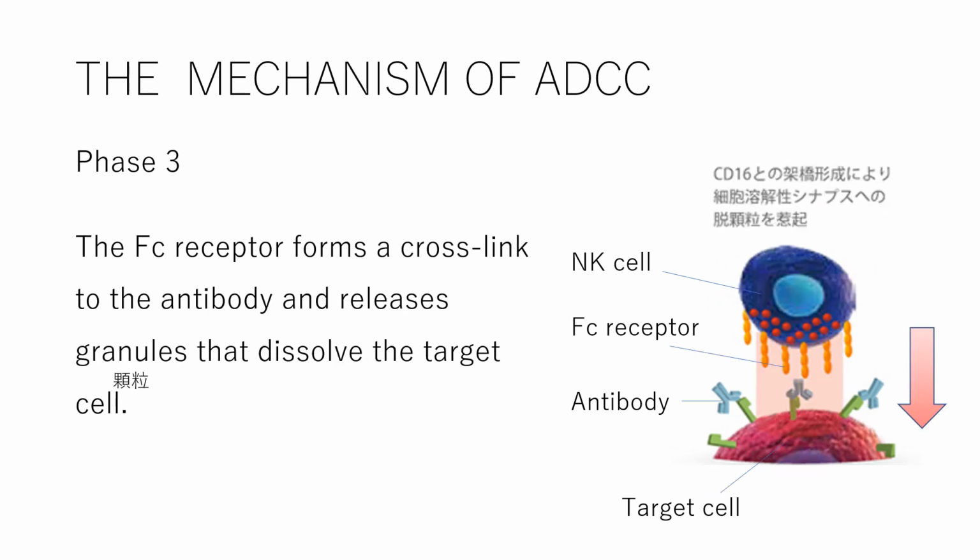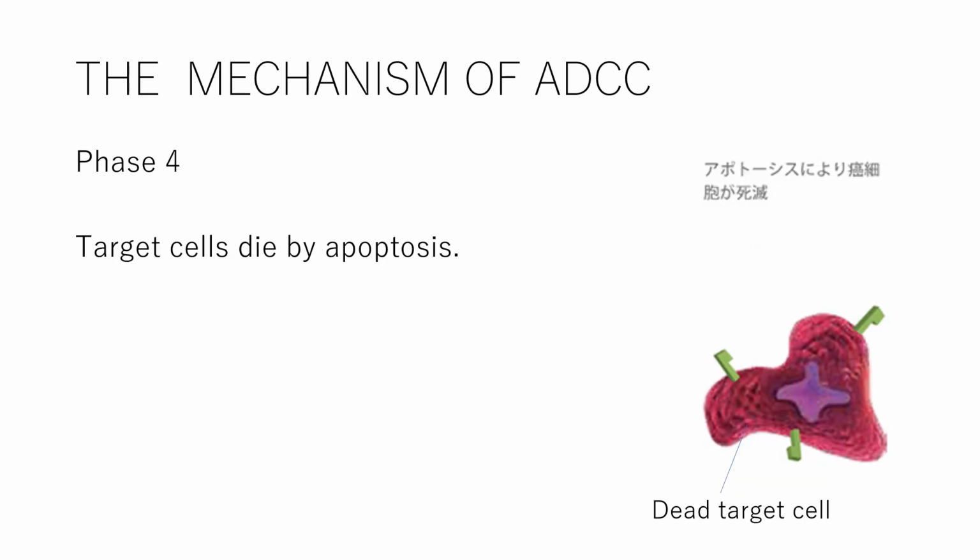Third, the Fc receptor forms a cross-link to the antibody, and then this serves the target cell by releasing granules such as perforin and granzymes from NK cells. Finally, these granules work on the target cells, resulting in apoptosis.